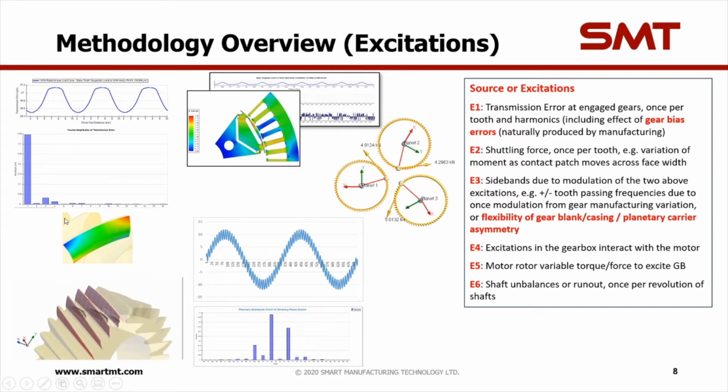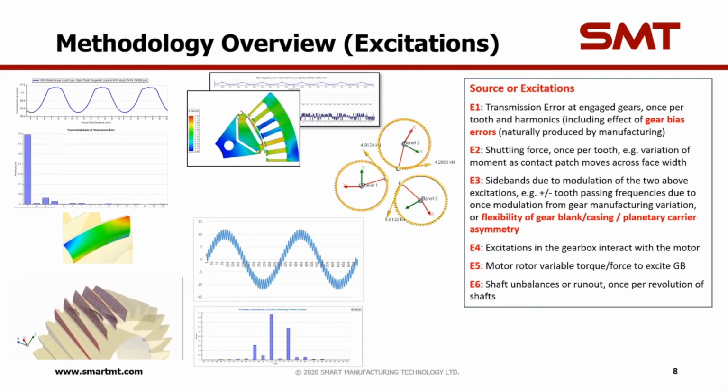It's important to include bias. This can be either designed bias or bias that's naturally formed as part of the manufacturing process, and how it impacts your transmission error or the shuttling force.